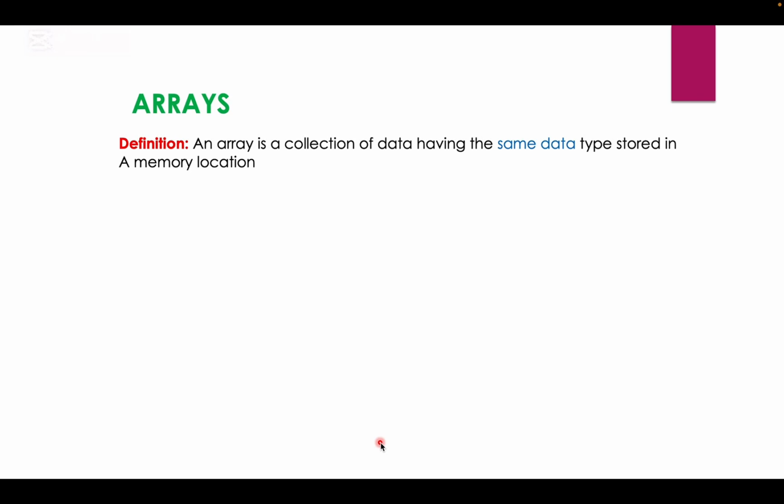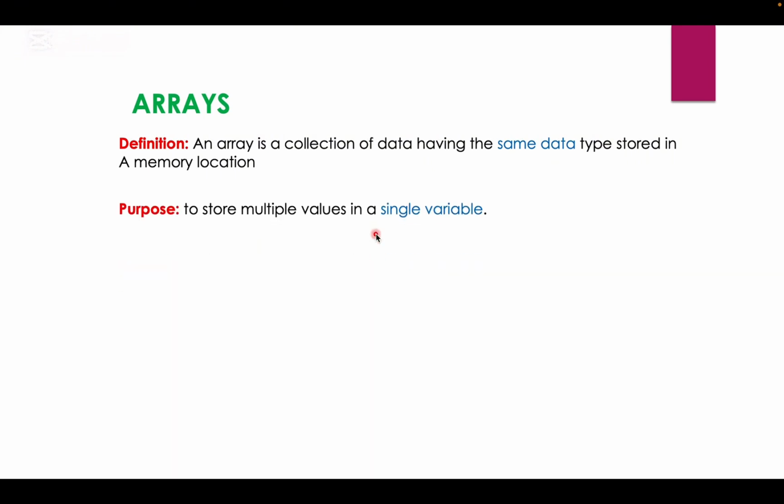What is an array? An array is a collection of data having the same data type stored in a memory location. Therefore, you cannot store elements of different data types in an array. For example, if you have an element with a data type of string and another with a data type of integer, you cannot store both strings and integers in the same array. An array is a collection of data of the same data type stored in memory.